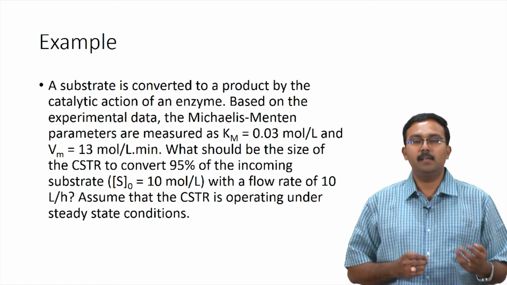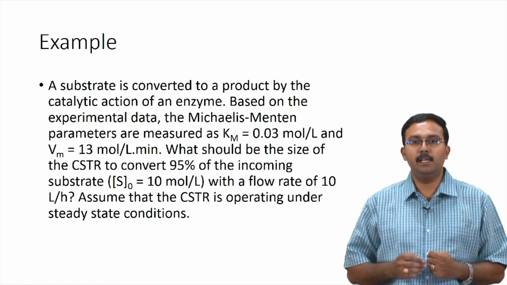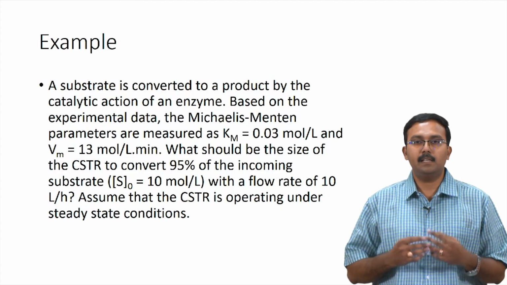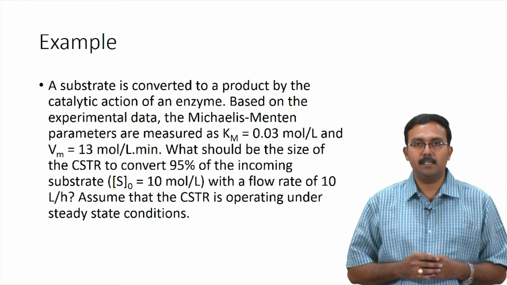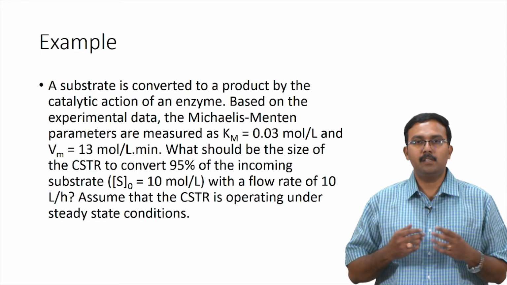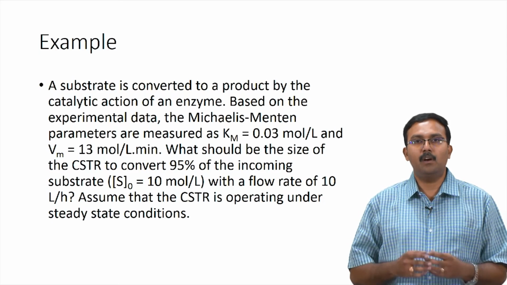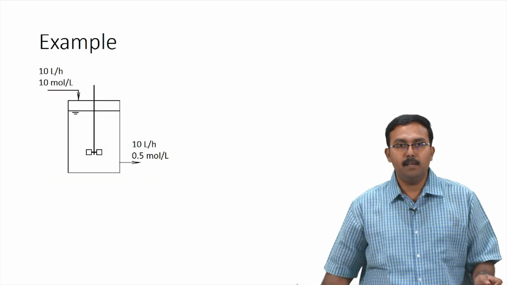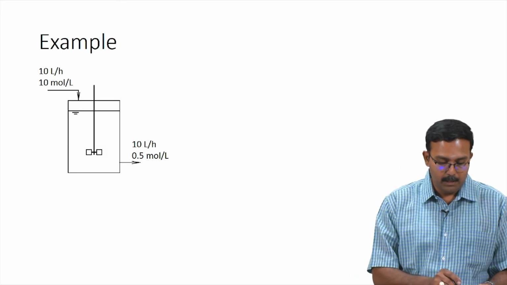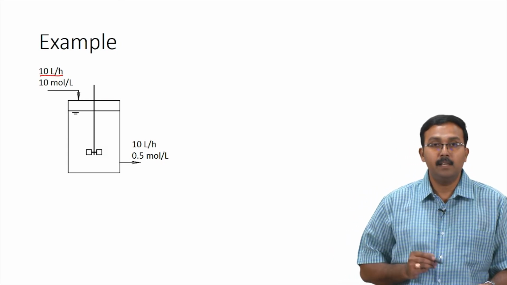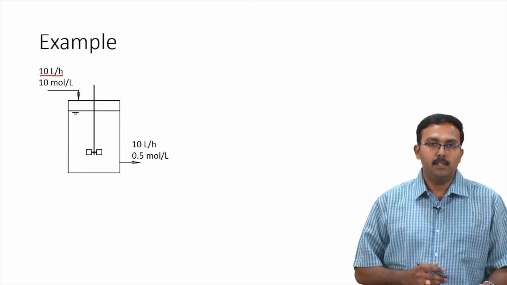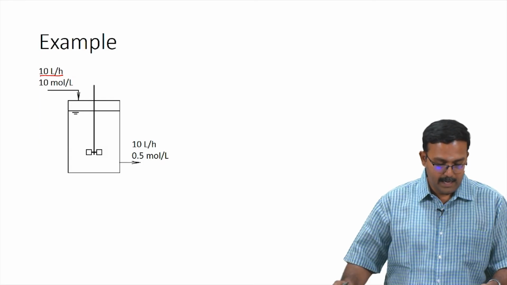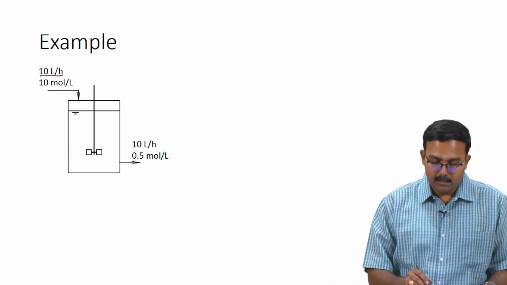So, let us assume the inlet substrate concentration is 10 moles per liter with a flow rate of 10 liters per hour. Assume that the CSTR is operating under steady state conditions. Let us go and solve this problem as we solve any other material balance problem. So, the first step would be to identify the basis. Here we have been told that 10 liters per hour is the inlet feed of the substrate. So, we will take that as the basis.